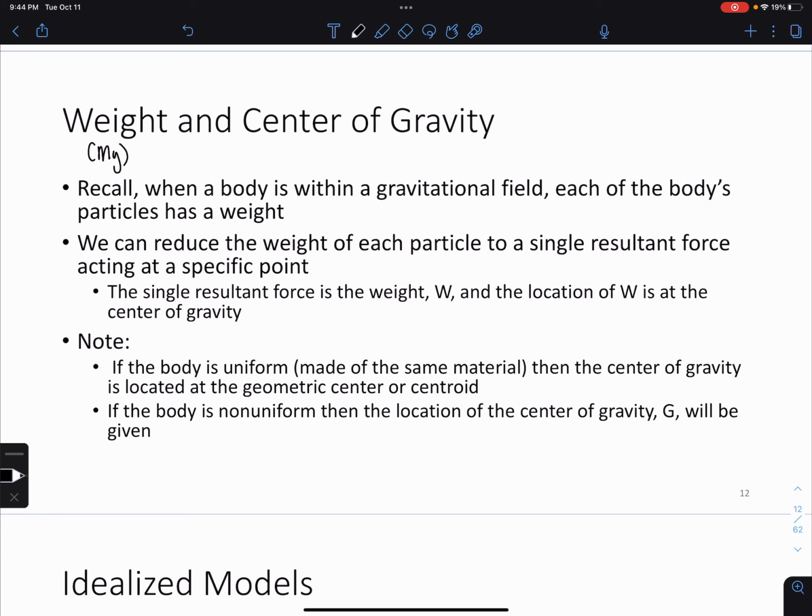If the body is uniform, which means it's all made from the same material, then the center of gravity is the same as the geometric centroid. So for these problems, we're going to be dealing with particles or bodies that have uniform material. If it's non-uniform, then the location of the center of gravity has to be given. We're not going to be calculating that on our own.